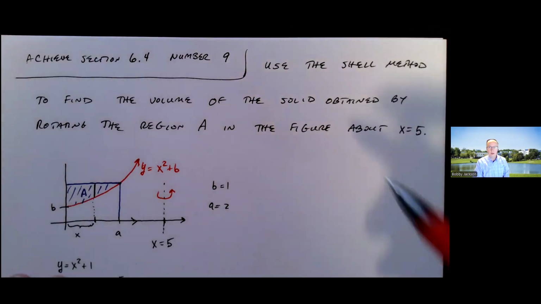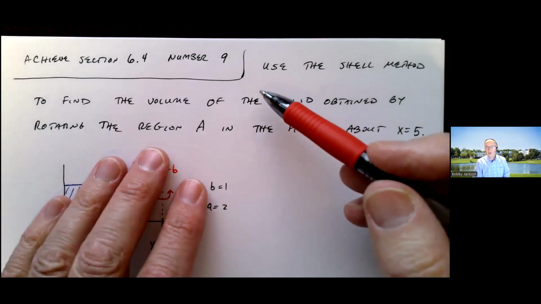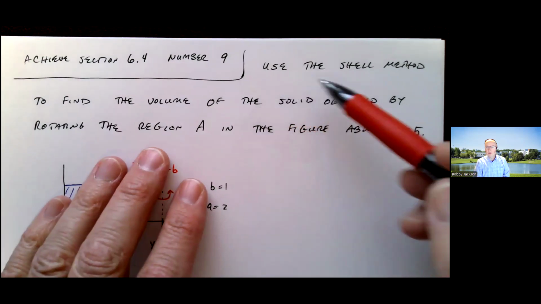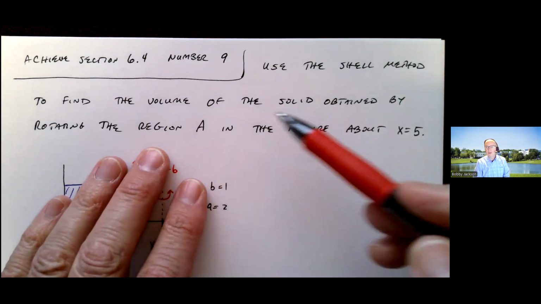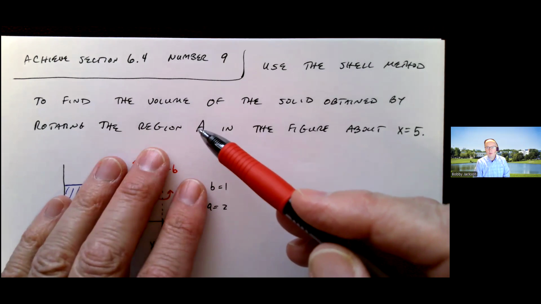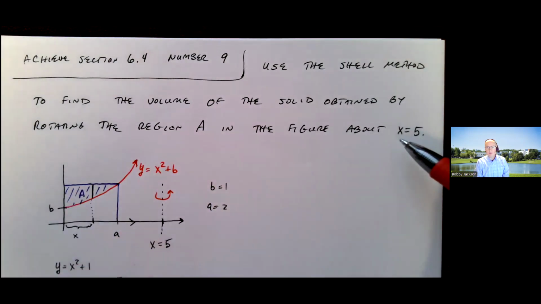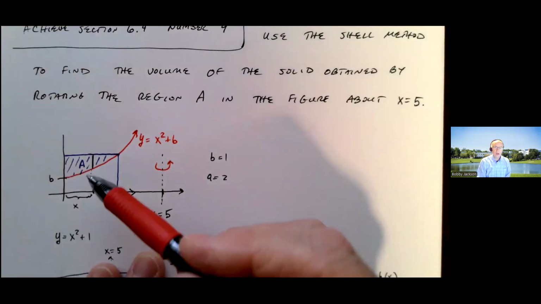Hey everyone, let's take a look at number 9 in section 6.4. A little bit different one for shell method here. We're going to use the shell method to find the volume of the solid obtained by rotating the region A. So they give you a figure with regions A and B about x equal 5. Now the region looks something like this.